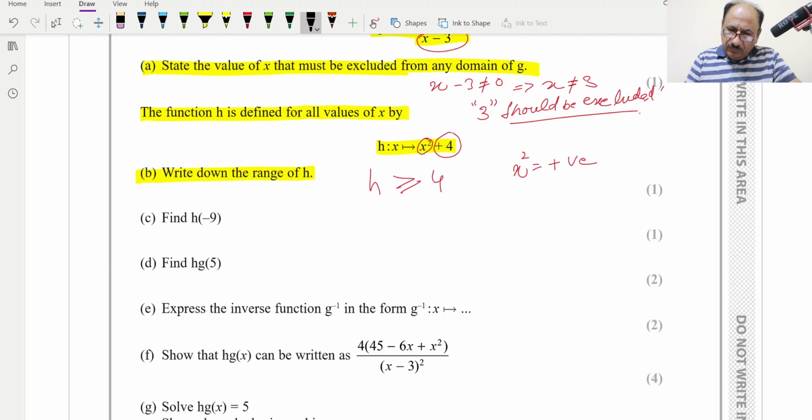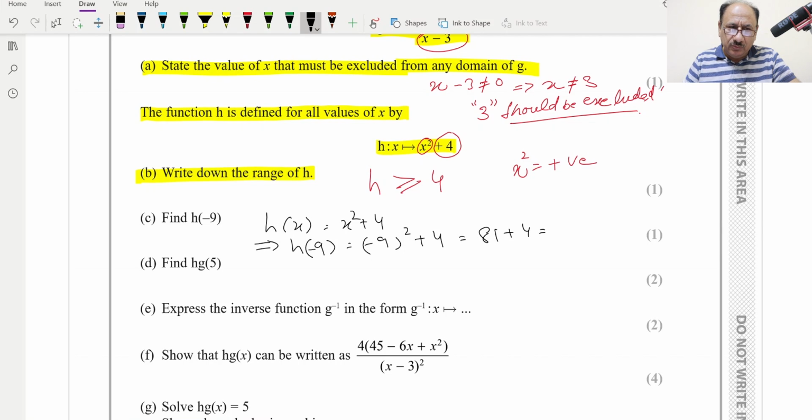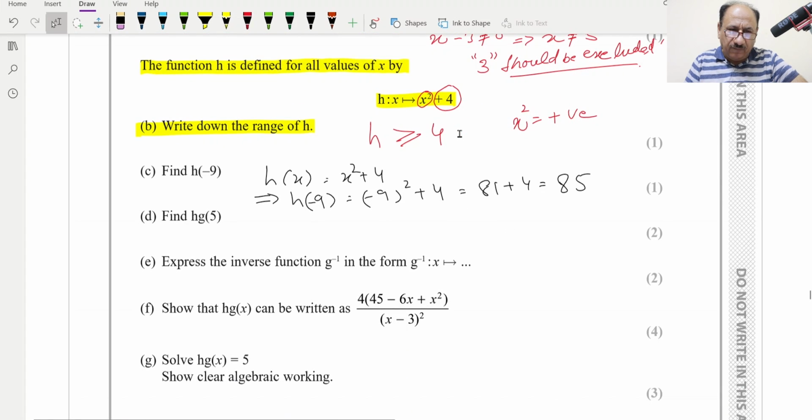H of minus 9 will be what? H of x is equal to x squared plus 4. So h of minus 9 will be equal to minus 9 squared plus 4, which is equal to 81 plus 4. Minus 9 squared is 81, so this will be 85. Then we can go ahead and find h of g of 5.